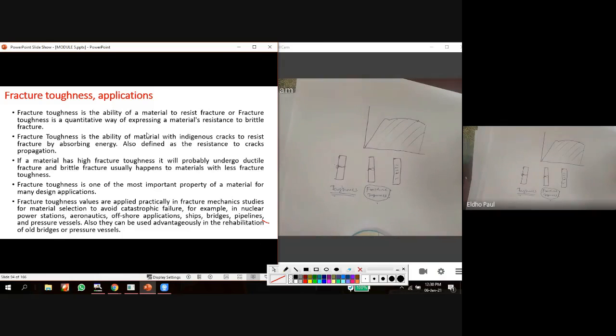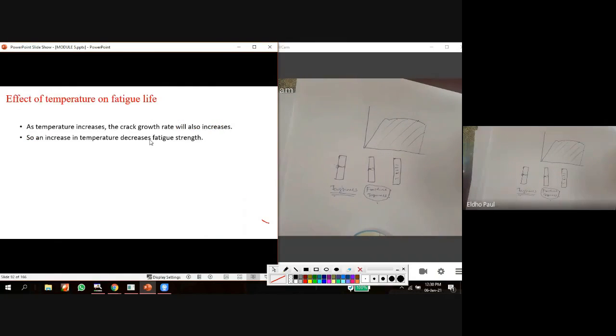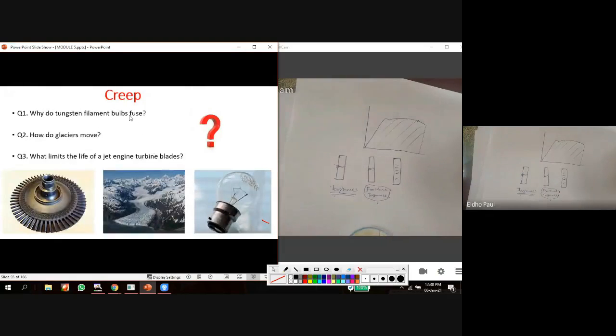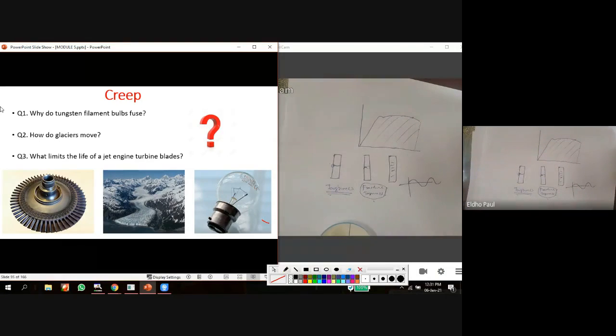So we completed one important area of failure, that is fatigue failure, which is because of cyclic load. The next mode of failure is creep failure. And before studying creep failure, I have 3 questions.